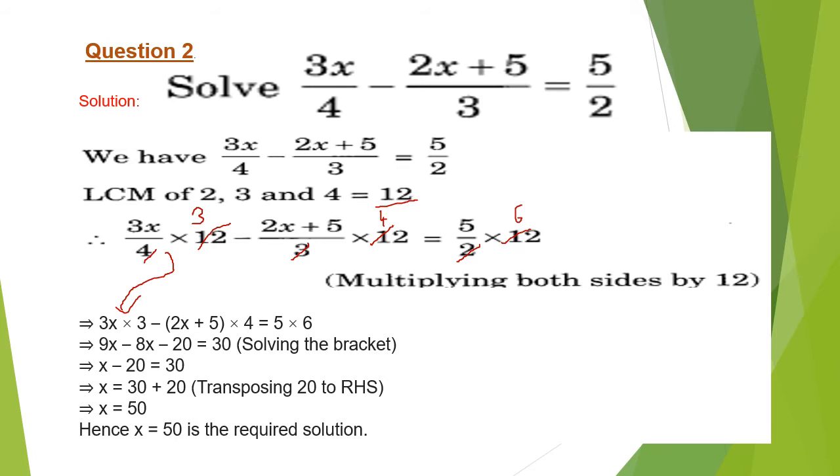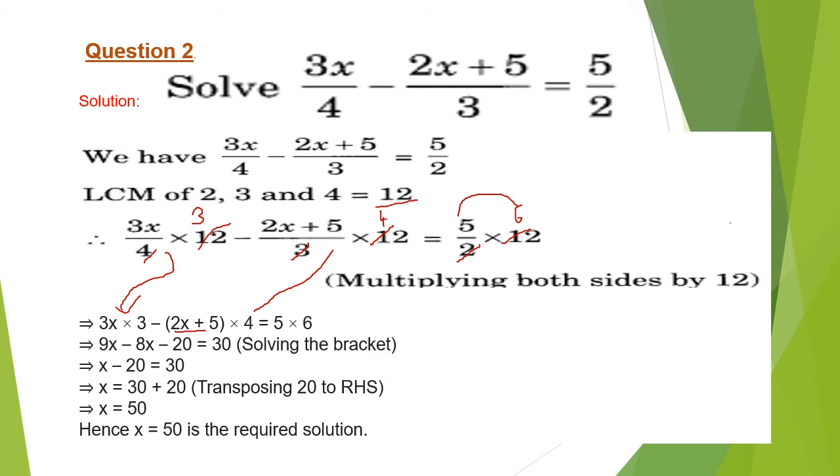2x plus 5 into 4. So see here 2x plus 5. Then here 4 is there, no? That 4 is written here. So 3x plus 5 into 4, which is equal to 5 into 6. Then let us simplify this equation now.